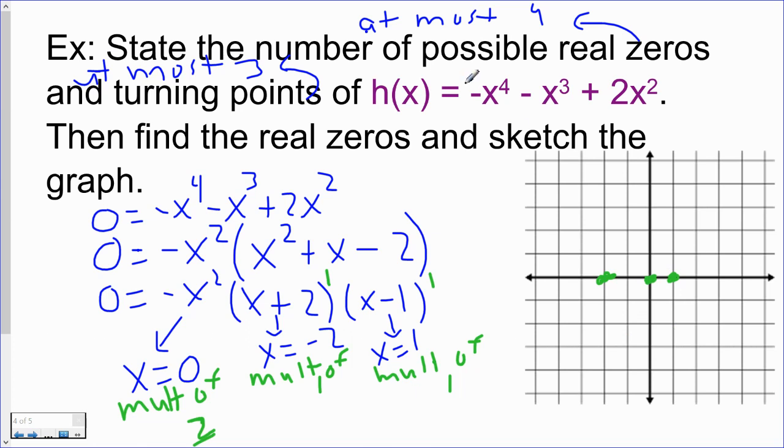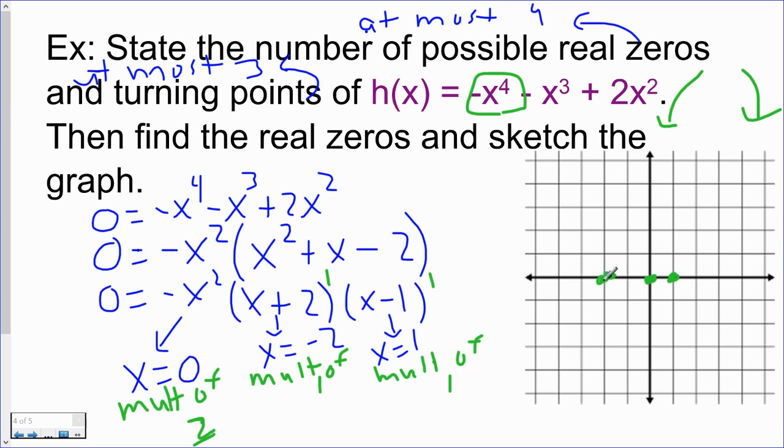The other thing I need to know is up here. Leading term test, just like we just reviewed, and you saw on the Edpuzzle. This is even, which means both arrows are pointing up or they're pointing down. But my leading coefficient is negative. So that means both of my arrows are going to point down. So the only way I can draw this graph is this.